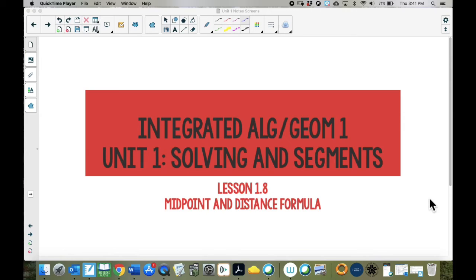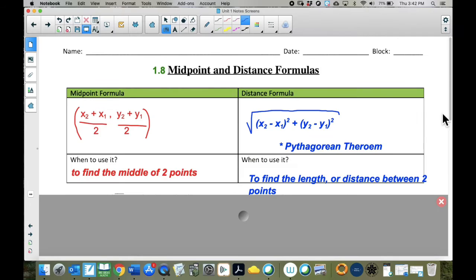This lesson is going to be 1.8, and we're covering the midpoint and distance formulas. When we talk about midpoint and distance formula, we have formulas, and some people get really scared of that because they don't like formulas and they look really long and confusing and hard to memorize. I'm going to try to help you understand that there's really a way to do it without memorizing it, and that is if you just understand the actual problem.